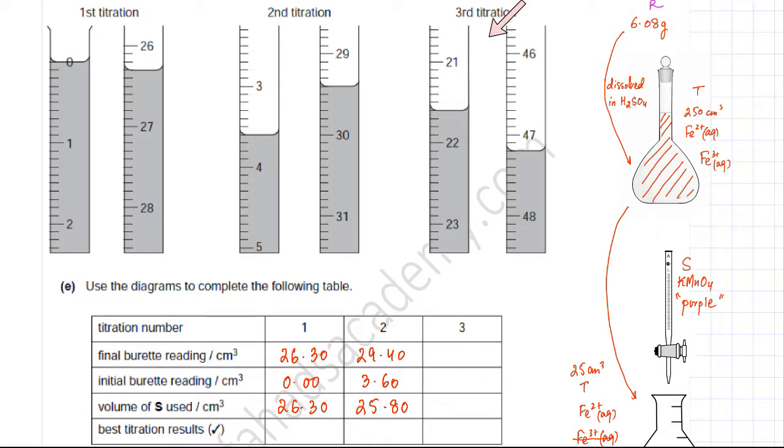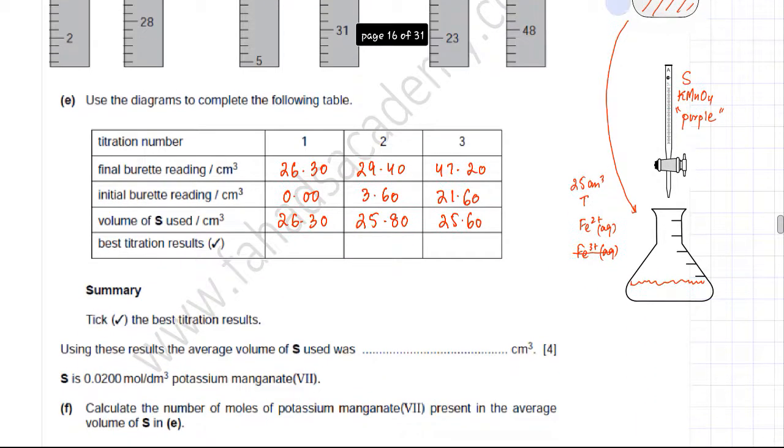Moving to the third titration, the initial burette reading is 21.60, and my final burette reading is 47.20. Taking the difference, 47.20 minus 21.60, the value that I get is 25.60 cm³.